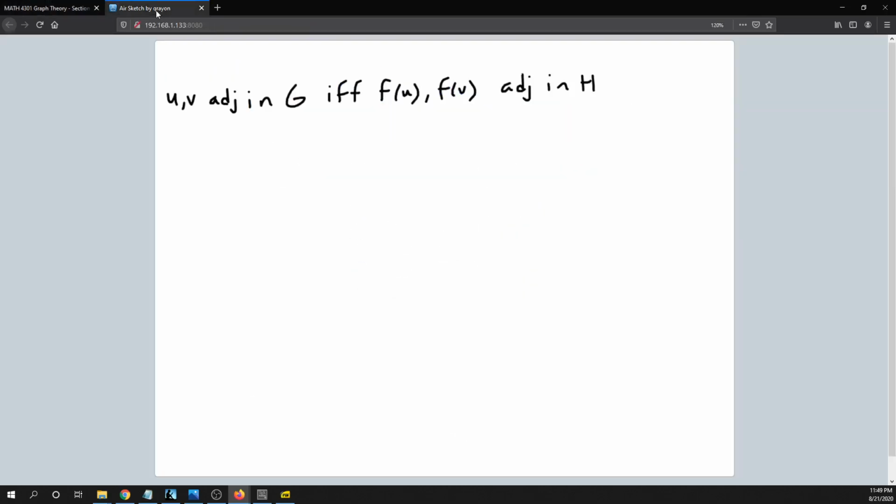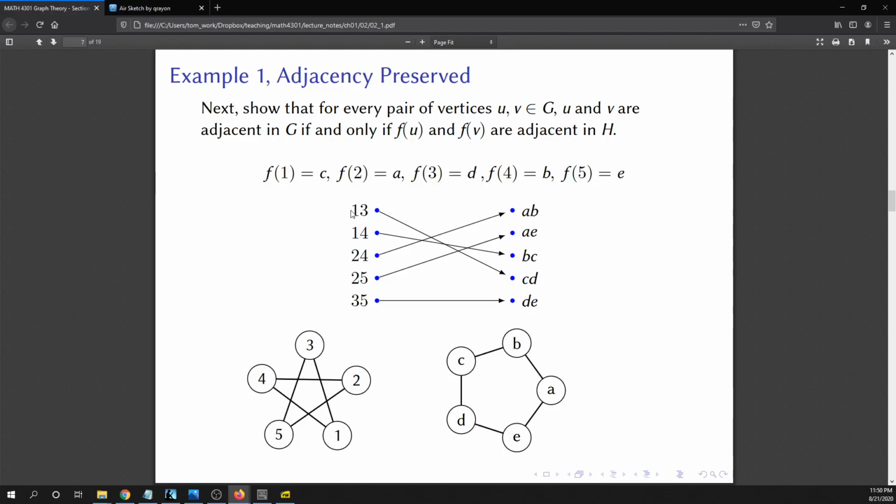And then when I look at F of U, F of V, that's what I'm doing. So when I look at F of U, that would be C. F of V, that would be 3. So 1 and 3 are adjacent in G. Are C and D adjacent? And sure enough, they are. So that's where that edge gets sent to. So that's what I'm checking right there.